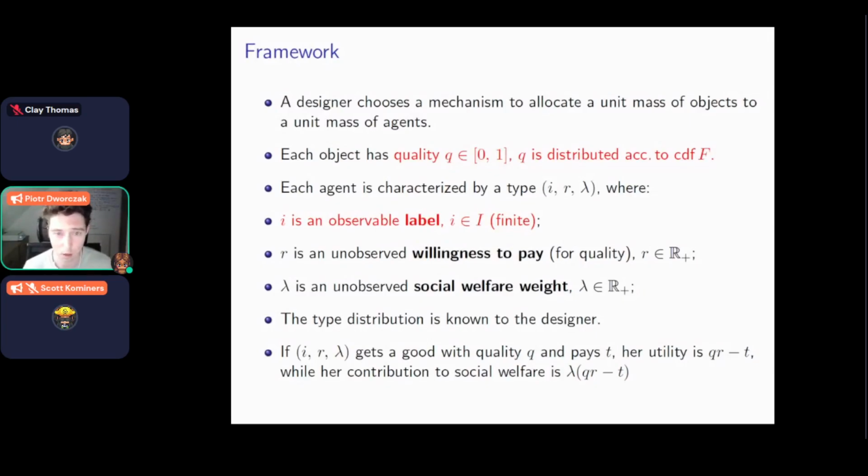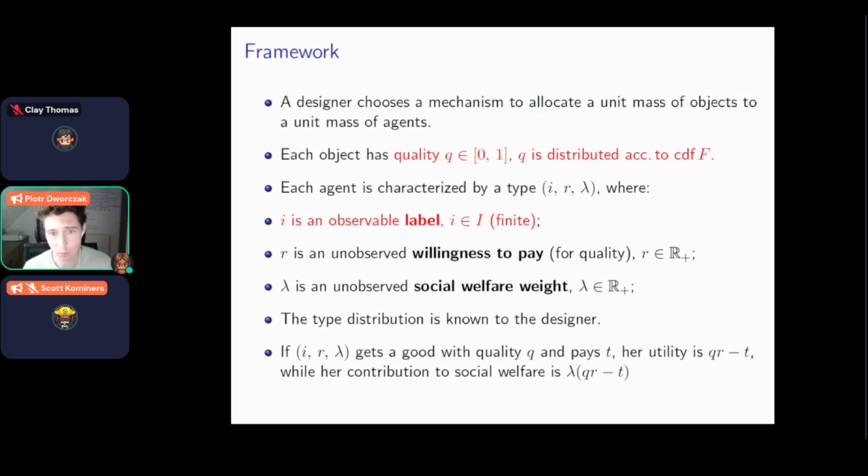Objects are now going to have qualities. So far we had homogeneous goods. But for practical purposes, like if you're running a housing assistance program, of course, houses have different qualities. Goods in general have different qualities. You want to capture that. And so now objects have qualities, and there's some distribution with CDF of quality. This is the pool of objects that the designer has available that she can allocate to these agents.